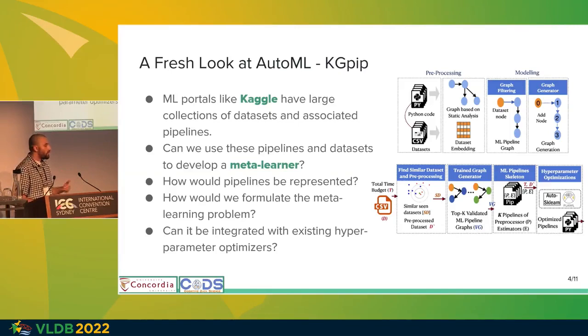How would that meta-learning component look? How can we represent and formulate this meta-learning problem? And can we integrate that meta-learning with existing tools for hyperparameter optimization? This is what we propose, and I'll take you through the journey of our system from the pre-processing to modeling and then the generation.